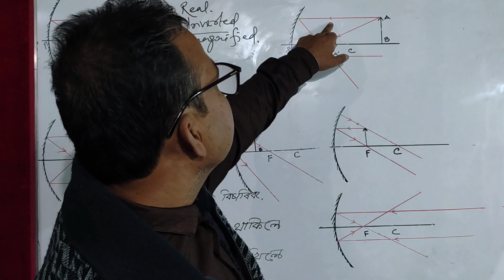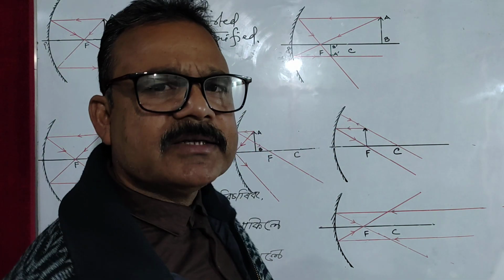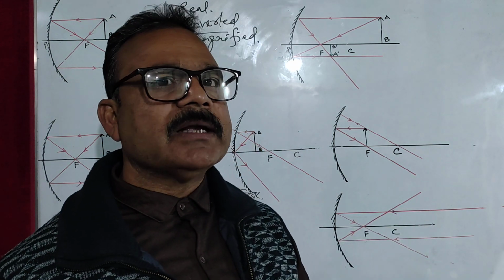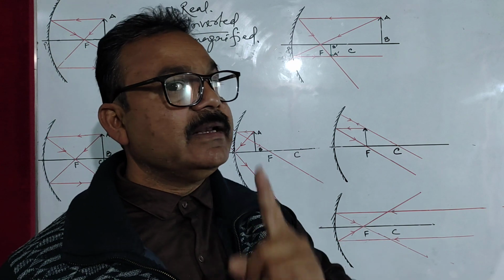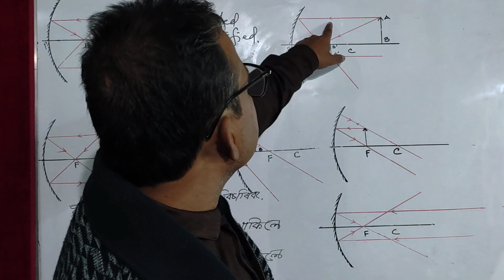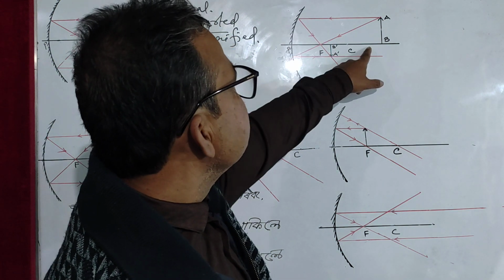Now I am taking one ray which is parallel to the principal axis. So it is clear that if I take any ray parallel to the principal axis, definitely after reflection that ray will pass through the focus. Now I am taking one ray parallel to the principal axis.